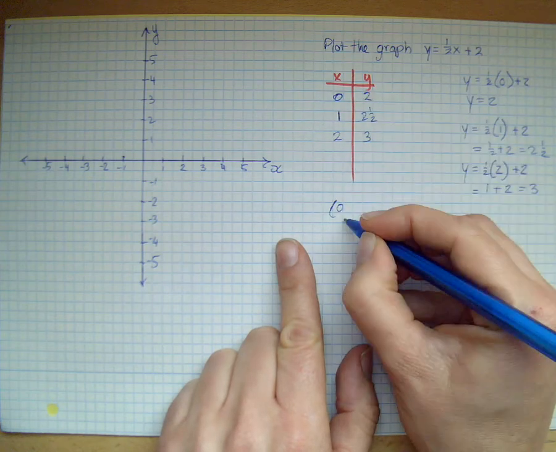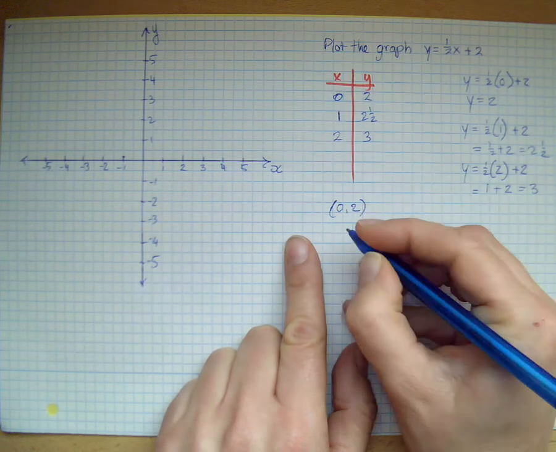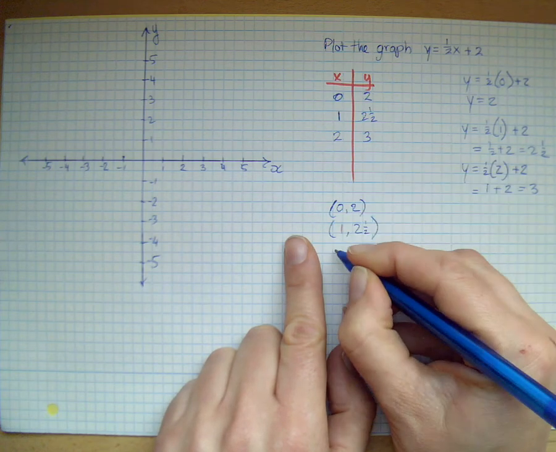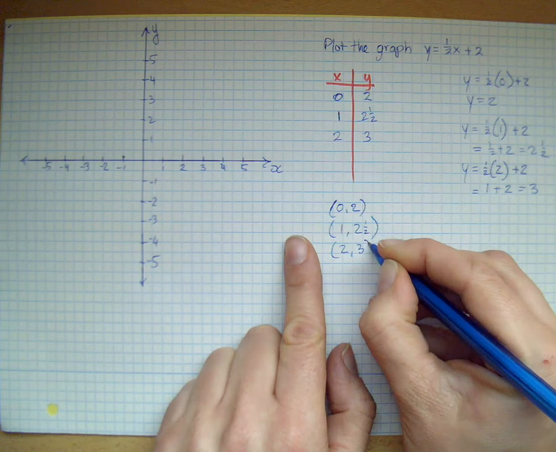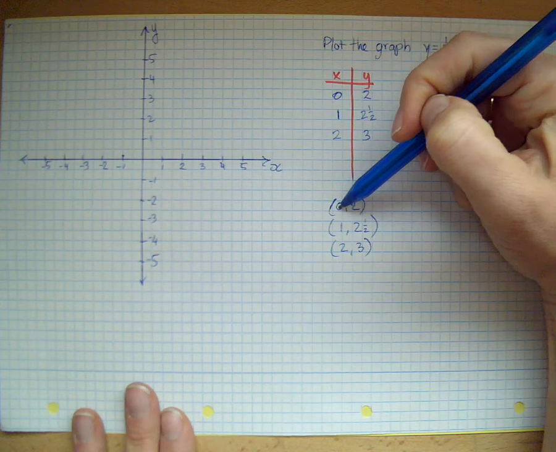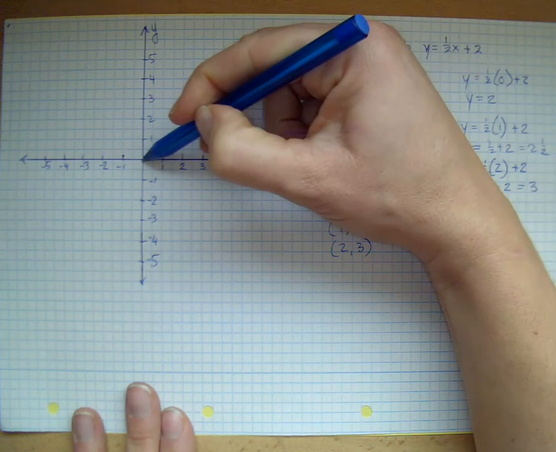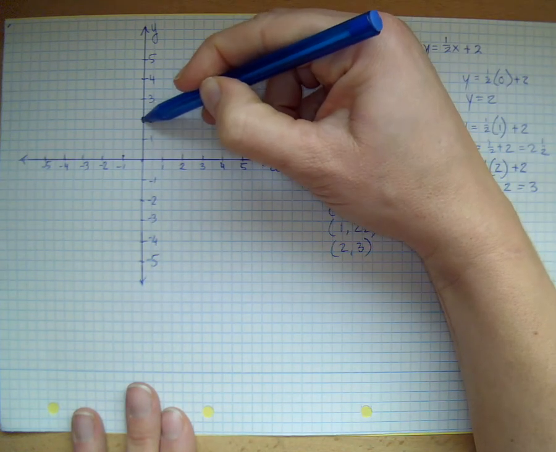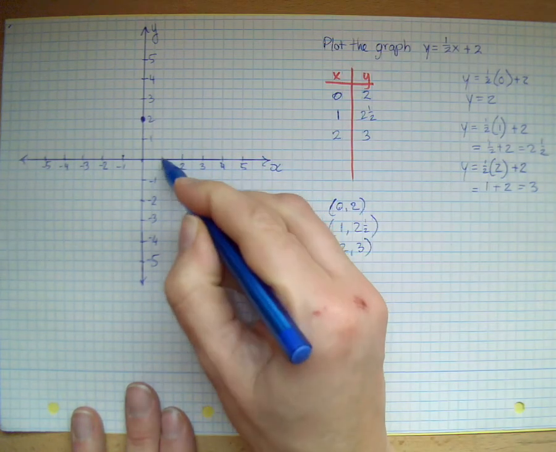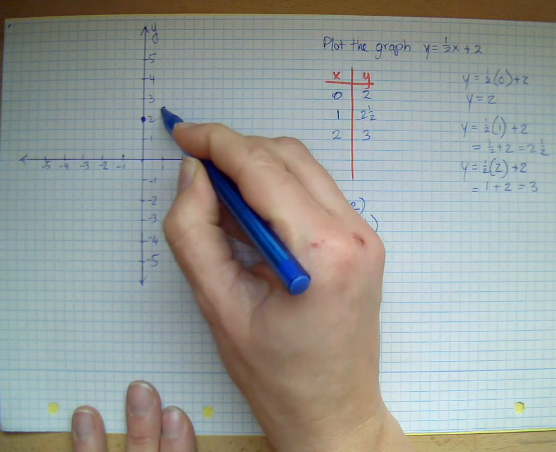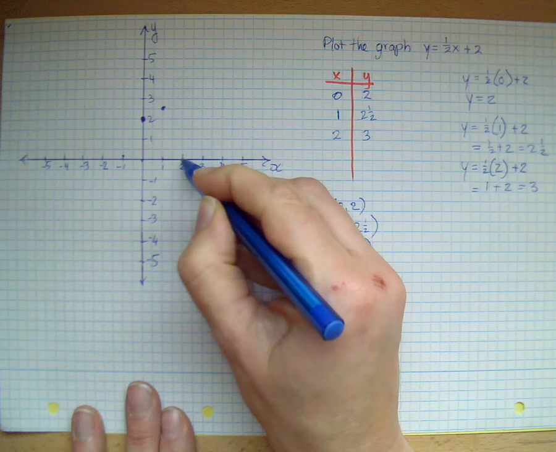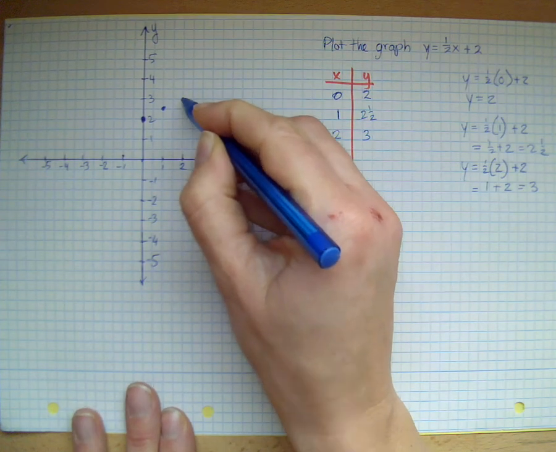We have 0, 2. We have 1, 2.5. And we have 2, 3. And we can plot these on this graph. We can say 0, 2, x equals 0, y equals 2. That's this point. 1, 2.5, x is 1, y is 2.5, right there. 2, 3, x is 2, y is 3, right there.